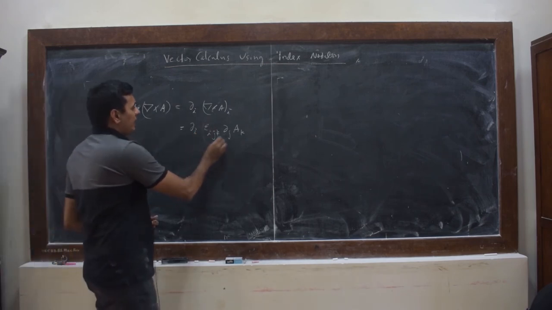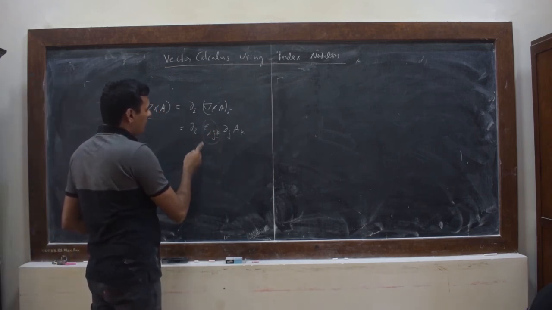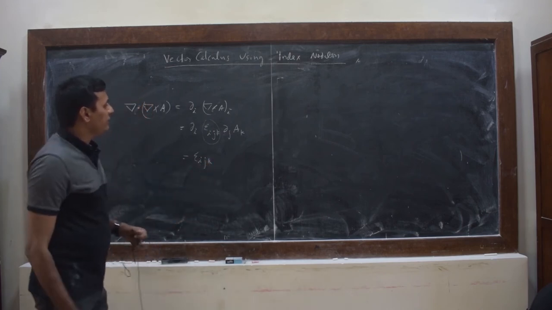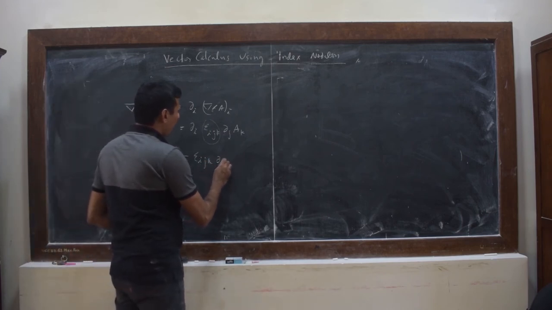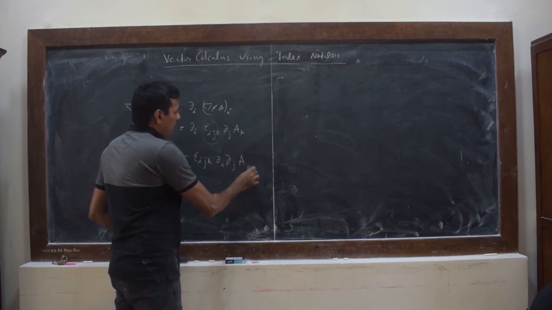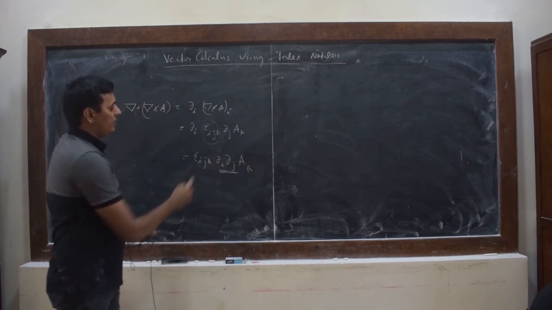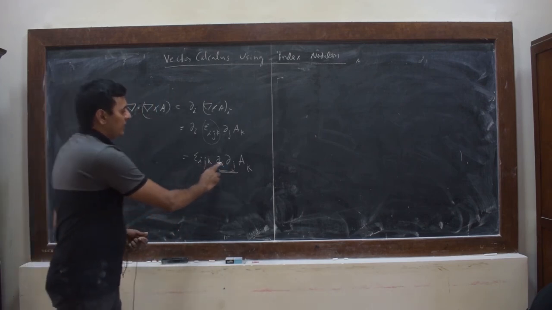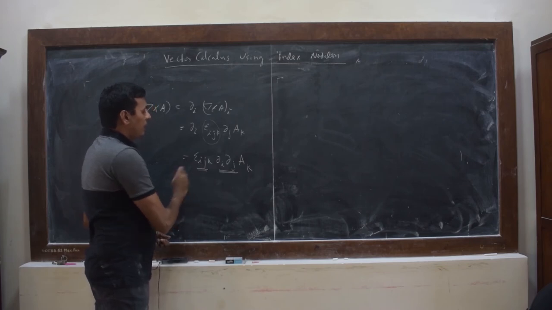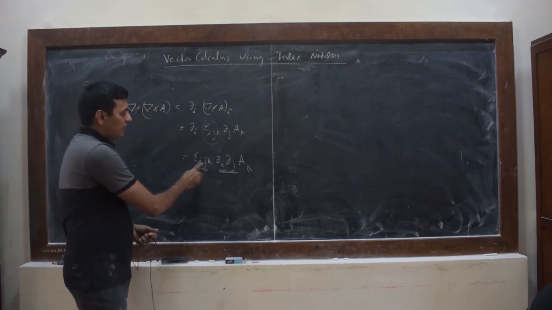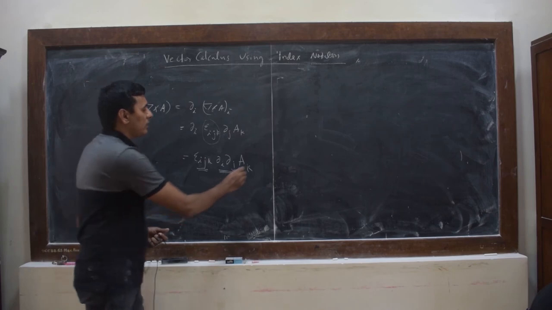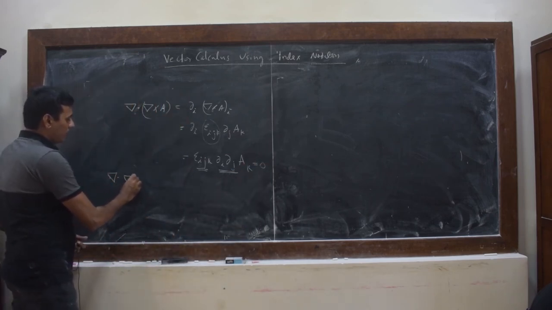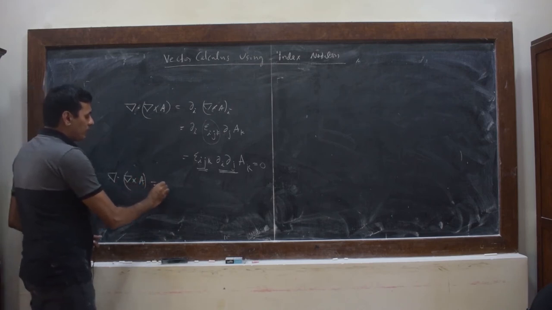Okay, but epsilon ijk, these are constants, so I can always take epsilon ijk out, epsilon ijk into ∂i ∂j of Ak. But as I said, this operator ∂i ∂j is symmetric under the exchange of i and j, but in the epsilon ijk, this exchange is going to be anti-symmetric, so the result is 0. So you can write that del dot del cross A, that means the divergence of a curl of a vector, is always 0.